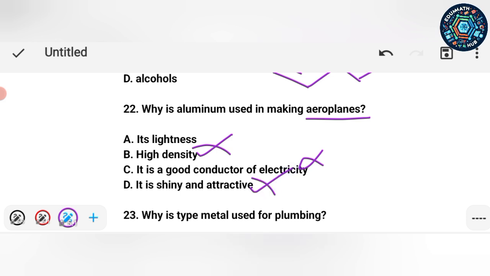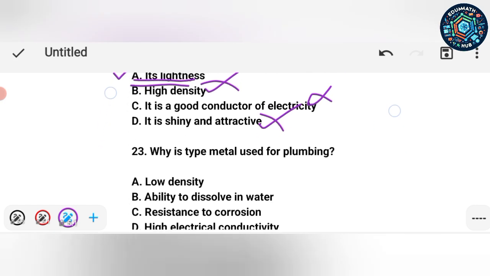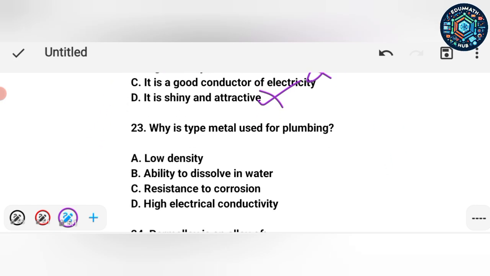So it is because aluminium is lightweight, or because of its lightness, that it is used in making aeroplanes. So the answer is option A. Okay, next one. Why is type metal used for plumbing?